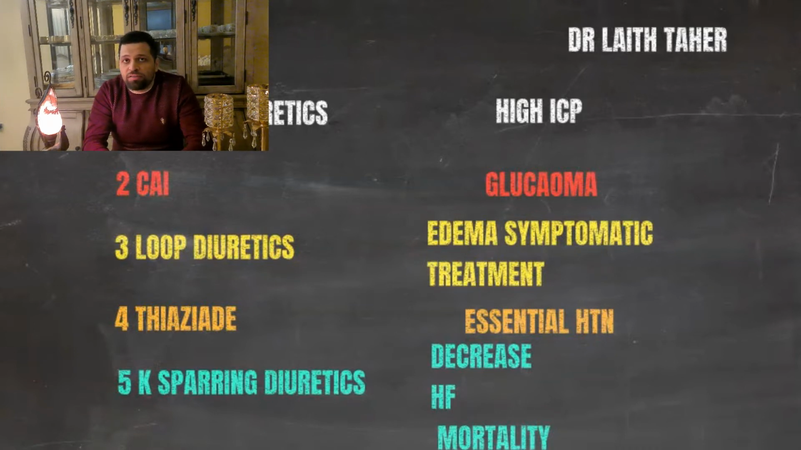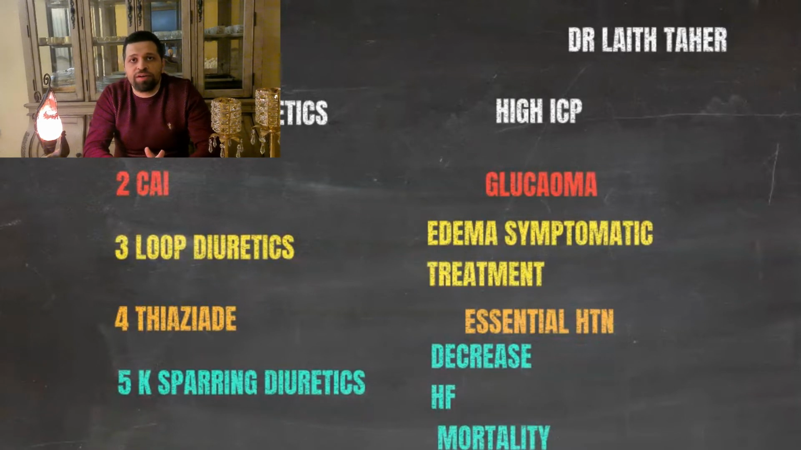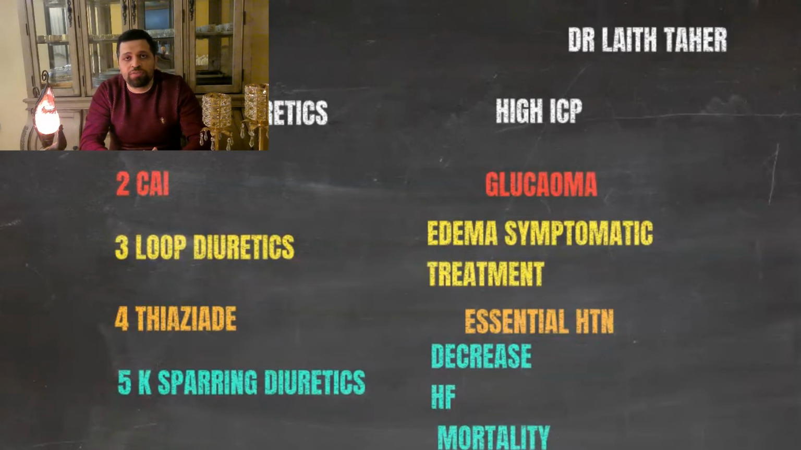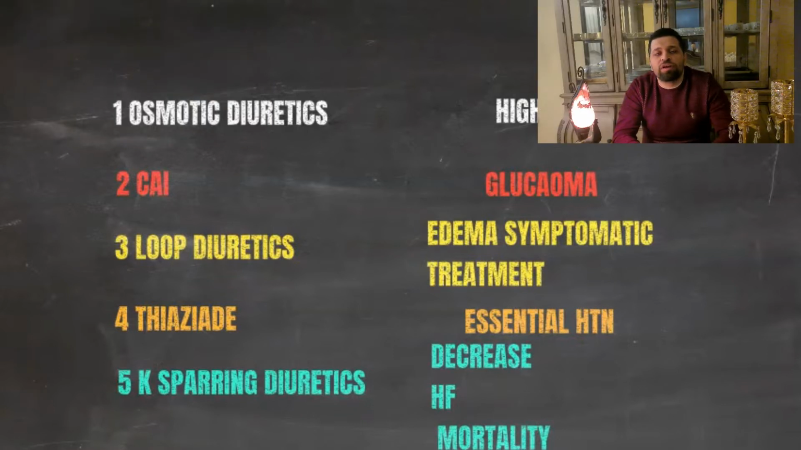While the thiazide, like chlorothiazide and hydrochlorothiazide, is the best treatment for essential hypertension. Essential hypertension is hypertension not caused by a secondary cause. We always give hydrochlorothiazide or any thiazide. While potassium-sparing spironolactone is used in heart failure.